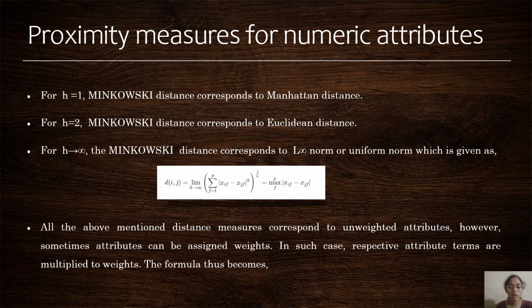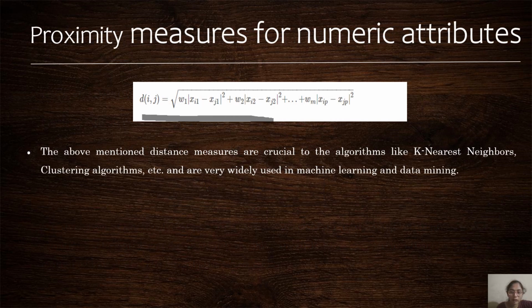All the above-mentioned distance measures correspond to unweighted attributes. However, sometimes attributes can be assigned weights. In such a case, the respective attributes are multiplied by weights, and the formula thus becomes this. Based upon this, we calculate the numeric attributes for Minkowski. The above-mentioned distance measures are crucial to algorithms like k-nearest neighbors and clustering algorithms, and are very widely used in machine learning and data mining. These proximity measures for numeric attributes are very important, and we can calculate numeric attributes by using three formulas: Euclidean, Manhattan, or Minkowski.